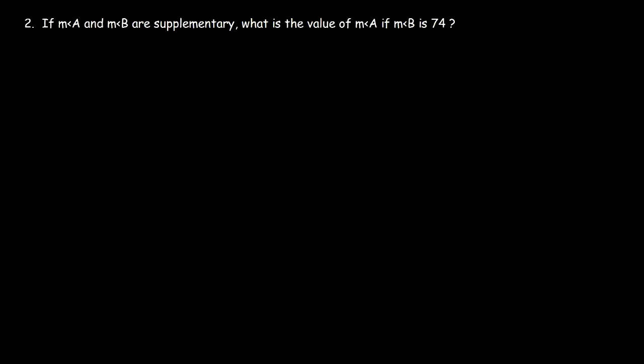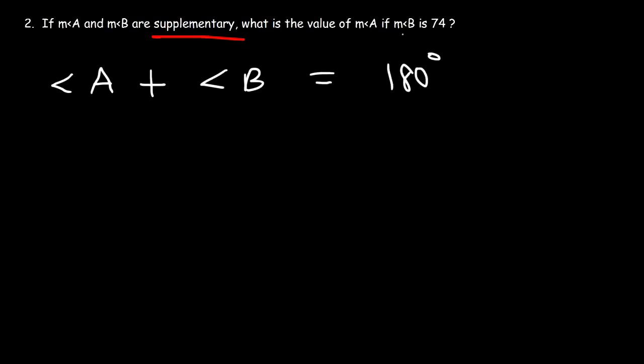Number 2, if angle A and angle B are supplementary, what is the value of angle A if angle B is 74 degrees? So keep in mind the word supplementary means that the two angles add up to 180 degrees. So angle A plus angle B is equal to 180 degrees. Now this time we have the value of angle B, which is 74 degrees.